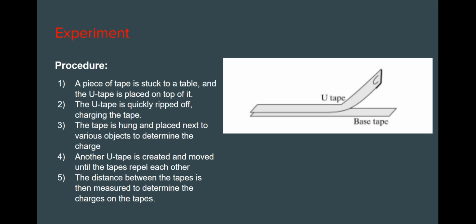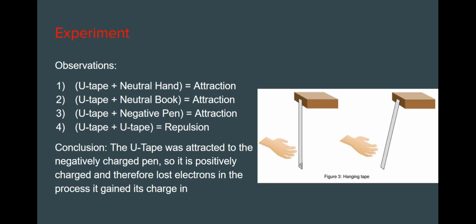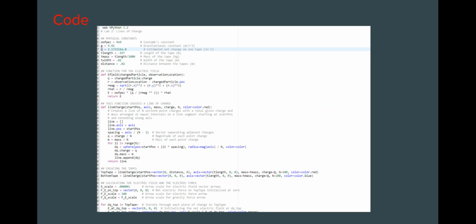The procedure of the lab didn't change from Lab 1. A tape was stuck to a table, had a tape stuck on top of it, and was ripped off. It was then hung next to various objects to determine a charge. The tapes were then observed to repel, and the separation was measured. The observations also didn't change, as the tape was attracted to the neutral and negative objects while repelling the other tape, so the tape was determined to be positively charged.